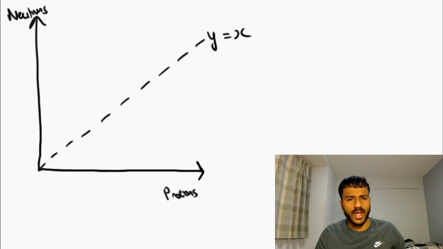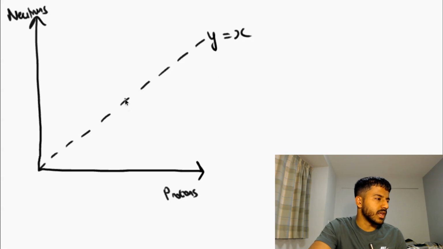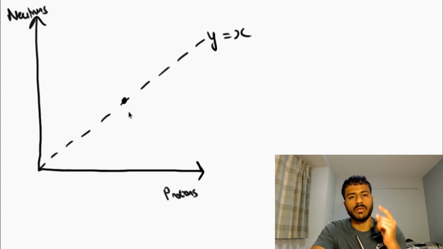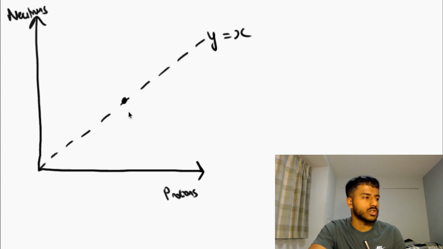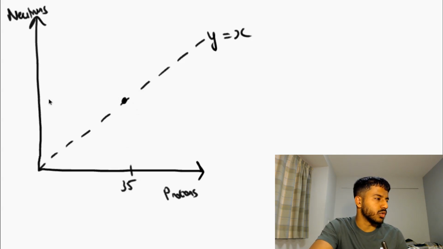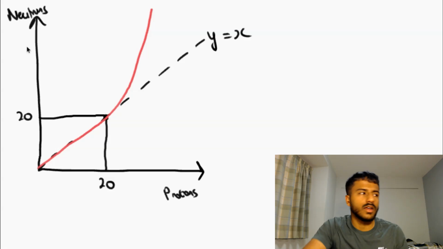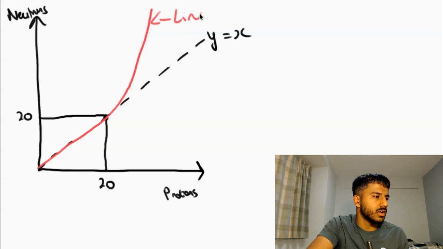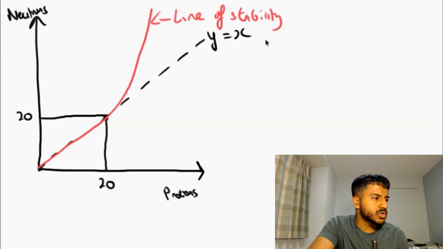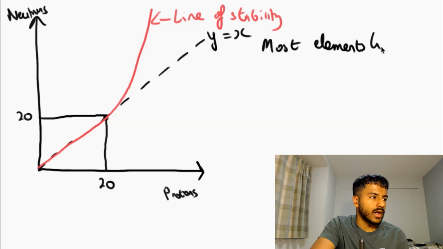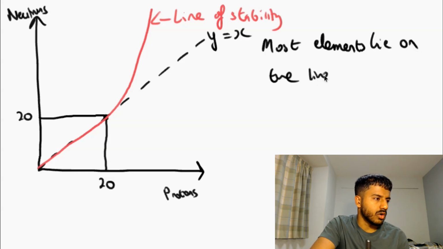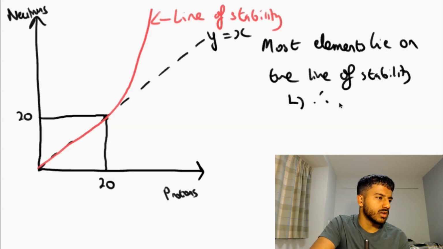Now I've drawn in the y equals x line there, which basically means that any element that lies on this line would have the same number of protons as neutrons. So if this had 35 protons, it would also have 35 neutrons. Now this red line that I've drawn in here is known as the line of stability. Now most elements or nuclei lie on the line of stability. And this means that they are therefore stable nuclei or elements.